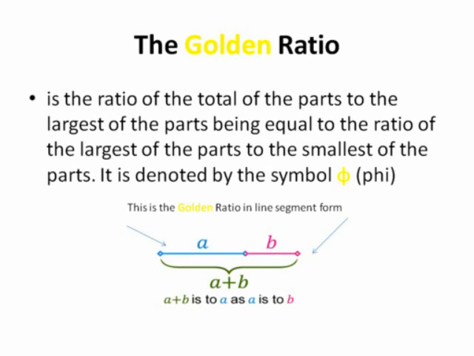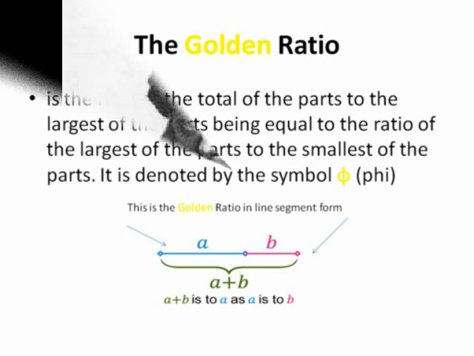The easiest way to understand the definition of the golden ratio is by using a line segment. We have this line segment here. We'll call it A plus B, where the largest of the parts is A and the smallest of the parts is B. Now the point in the line segment between A and B is phi. To find that point, we need to set up a ratio where A plus B over A is equal to A over B.